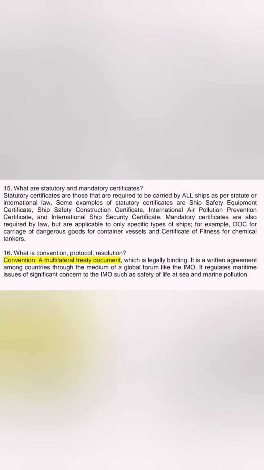Next question is, what is convention, protocol, and resolution? Convention is a multilateral treaty document which is legally binding. It is a written agreement among countries through the medium of a global forum like the IMO. It regulates maritime issues of significant concern to the IMO, such as safety of life at sea and marine pollution.